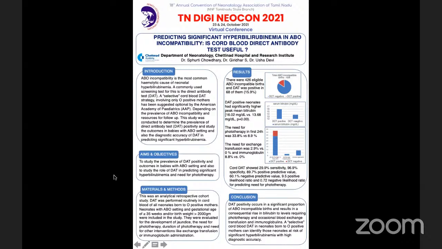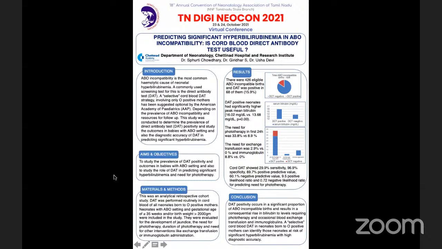Blood group incompatibility is the most common hemolytic cause of neonatal hyperbilirubinemia. Even though Rh incompatibility is more severe, ABO incompatibility is more common. The commonly used screening test for blood group incompatibility is the direct antibody test or DAT, also known as the direct Coombs test or DCT. As per AAP guidelines, routine cord blood DAT is performed in Rh incompatible births, whereas since ABO incompatibility is more common, AAP recommends only selective cord blood DAT testing involving only A positive mothers, depending upon the prevalence of ABO incompatibility and the resources available to follow up.